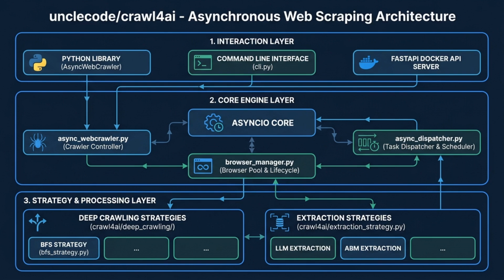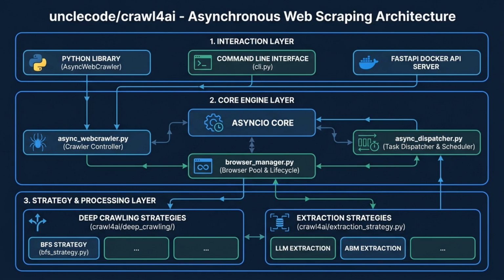Let's look under the hood. Architecturally, Crawl4AI is built on an asynchronous Python foundation using powerful tools like asyncio and Playwright. This setup allows it to manage a whole pool of headless browsers, enabling high concurrency scraping of modern, JavaScript-heavy websites. It's less like a single scraper and more like an air traffic controller for a fleet of automated browsers. The design philosophy is modular, separating the crawling engine from the processing strategies.